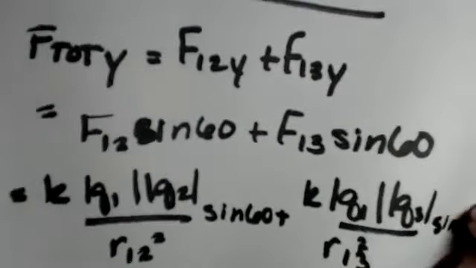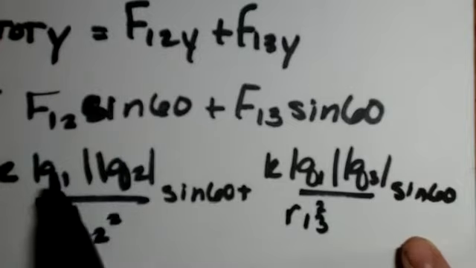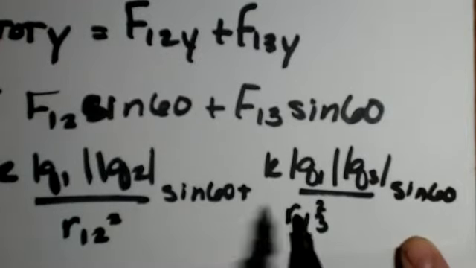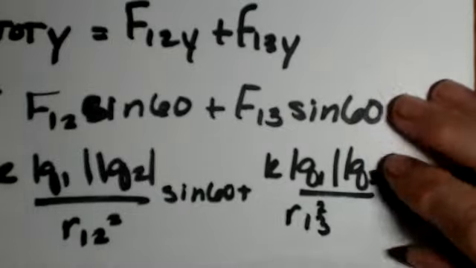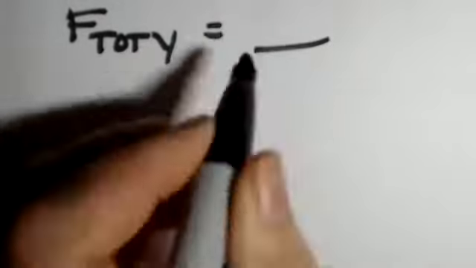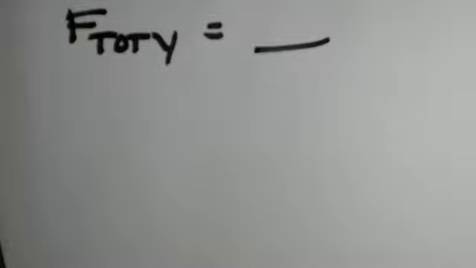And again, I know all that stuff. I know K, I know Q1 and 2 and 3. I know the distances. I know what the sine of 60 is, or my calculator does. So I add those up. And when I add those up, I get F total Y is some number. Okay, now I'm not done.